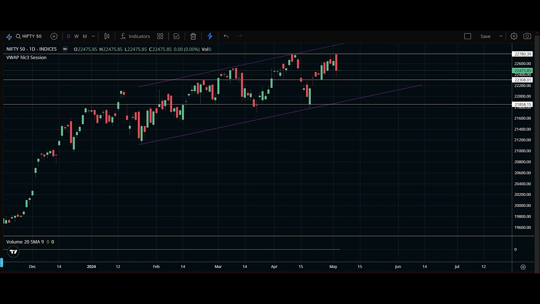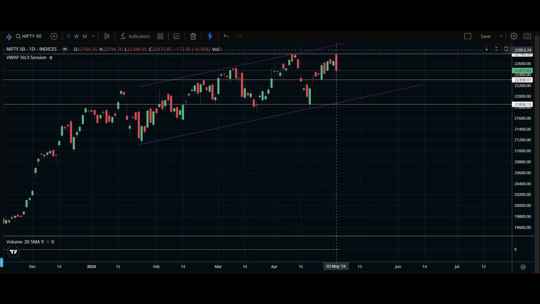In front of us right now we have the Nifty 50 daily chart, and in the Nifty 50 daily chart we see 22,780 as a strong resistance zone. Okay, and this line itself will be acting as a strong resistance. Until this has been breached, we are not going to touch any new all-time highs.